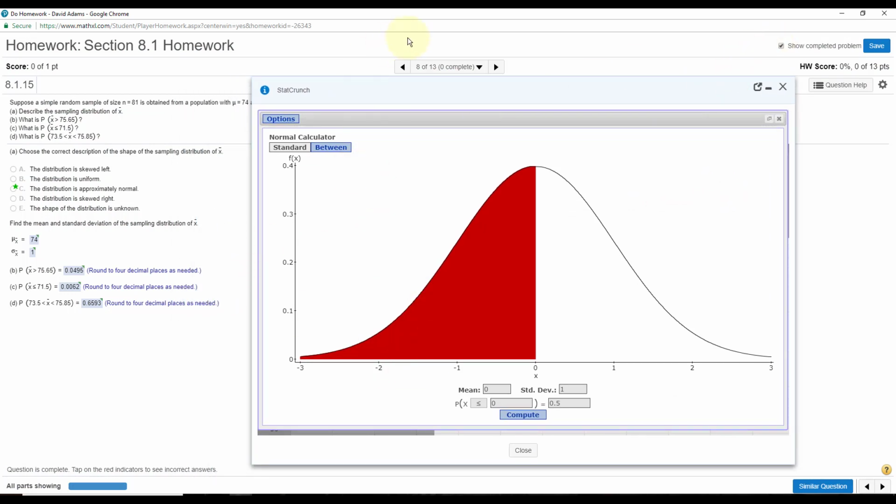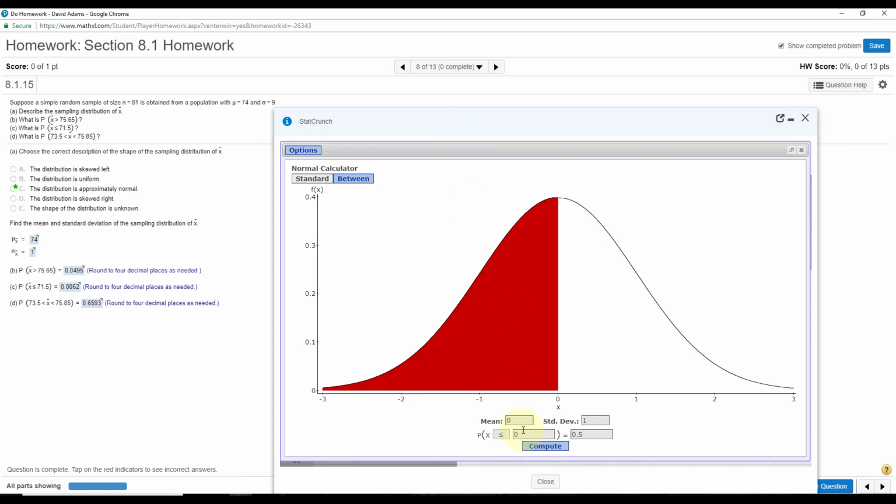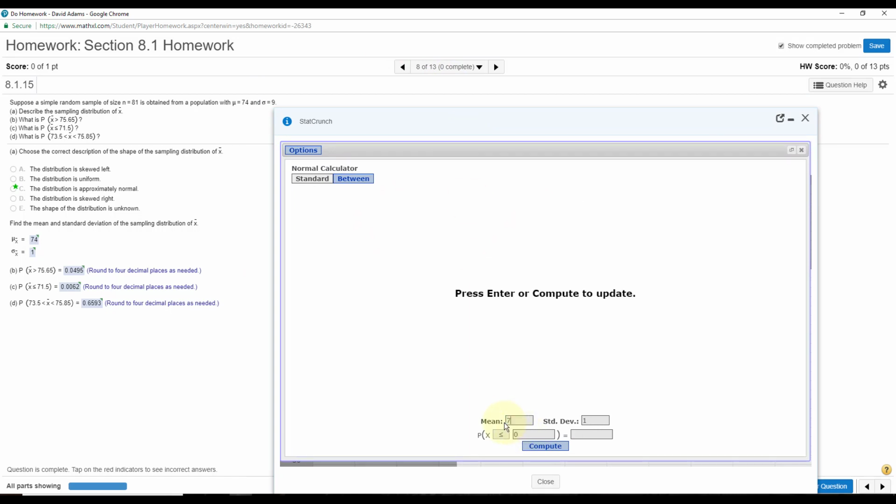And they want me to have, well, let's see what we got going on. Mu equals 74. Now, the standard deviation will not be 9. What it is, it's 9 divided by the square root, SQRT, and the sample size is 81. This is an easy one. I could have just done it in my head, because the square root of 81 is 9, and 9 divided by 9 is 1. But I just want you to see that process.